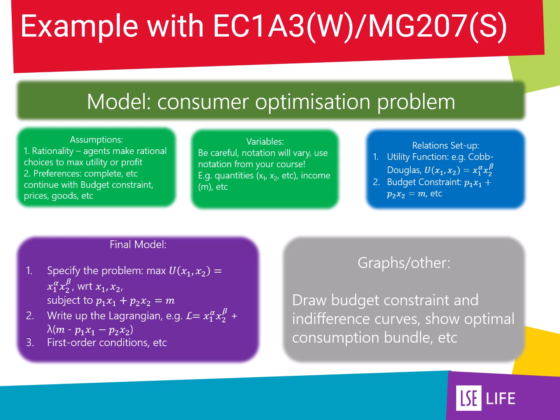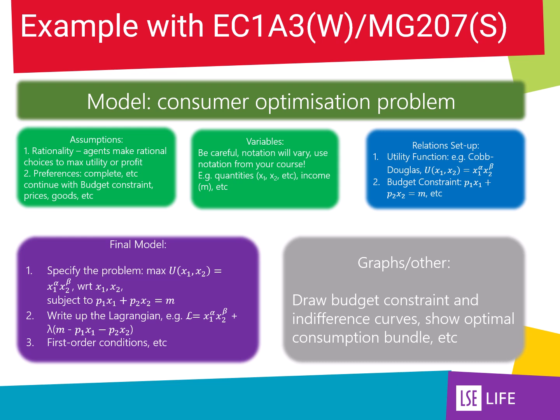Then, second point in the relation setup is budget constraint. P1x1 plus P2x2 is equal to m. And you can think of some more relation setup for this specific model. Then in the final model box, you're solving it step by step, whichever way your lecturer explained you to solve it. So EC1A3, here we're writing up the Lagrangian, but you might not have solved it via the Lagrangian, just prioritize the way that the lecturer solved in the slides.